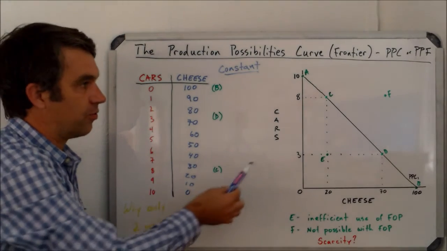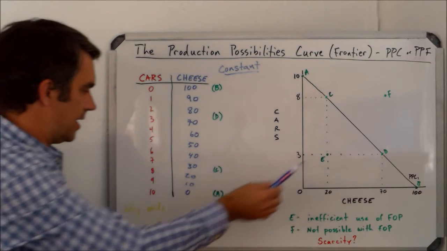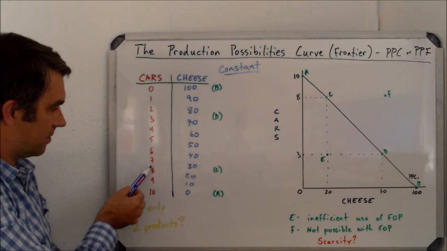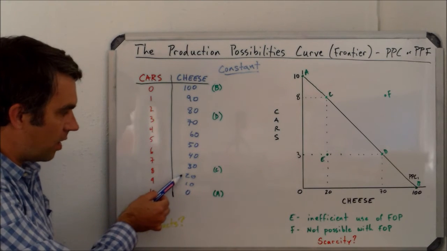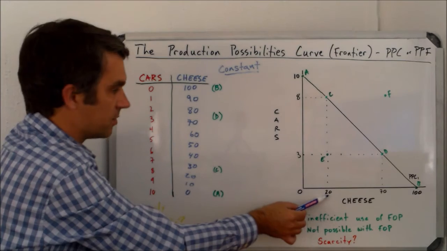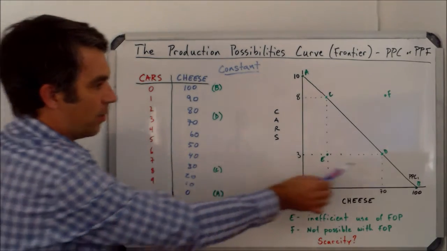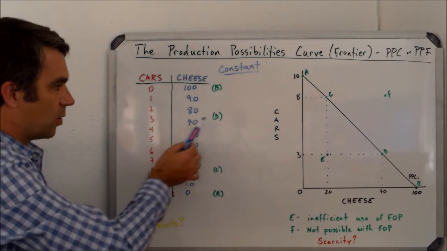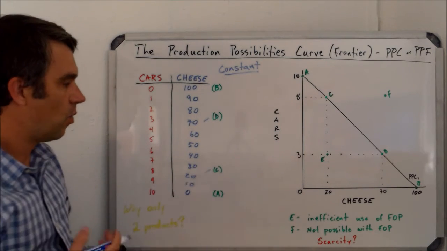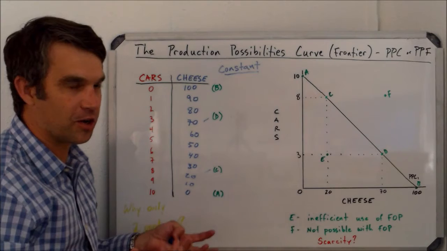So what we see here is 4 points, A, B, C, and D. At point C here, we can see that we're making 8 cars, therefore, we're only able to produce 20 kilograms of cheese. Here at point D, we're making 3 cars, so we're only able to make 70 kilograms of cheese. Well, there's some other things that could occur though.